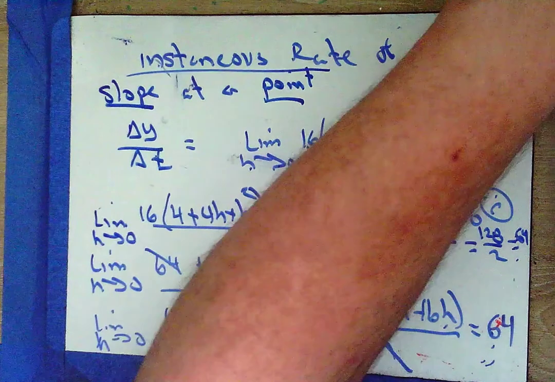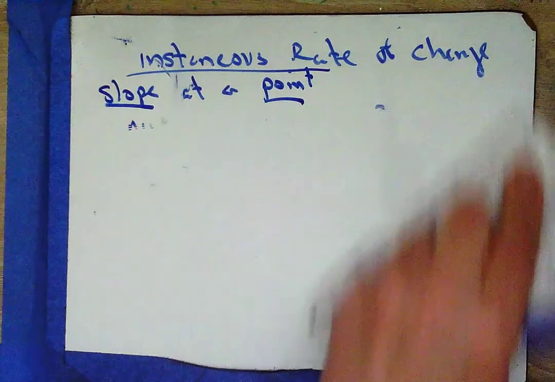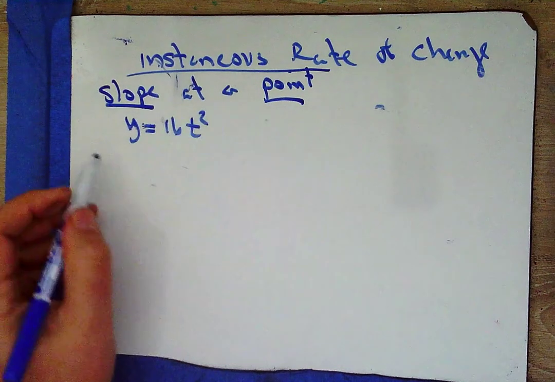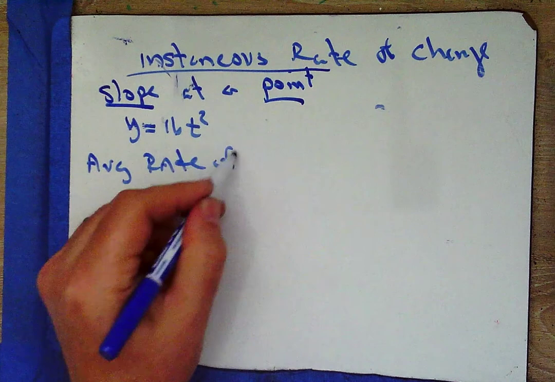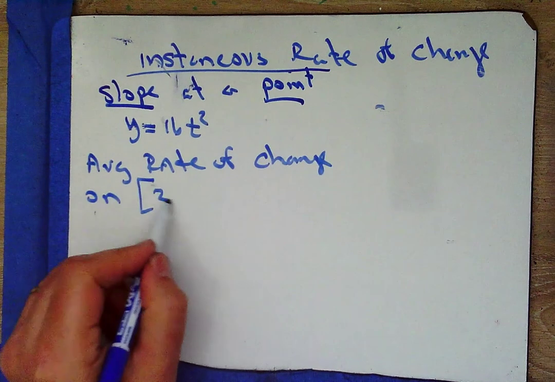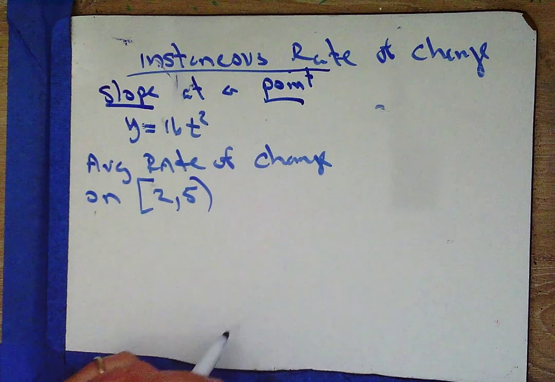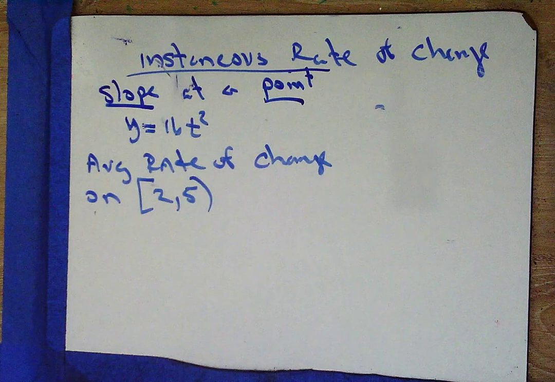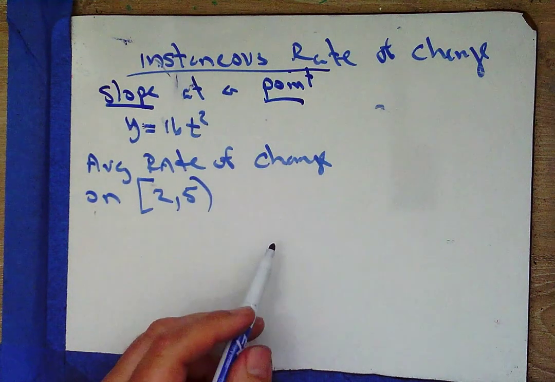Okay, so using this same y equals 16t squared, would you please find the average rate of change on 2 to 5? Please find the average rate of change on 2 to 5. Pause the video, give it a try, come back when you're done, or if you're stuck and want to see how it's done. Okay, welcome back.